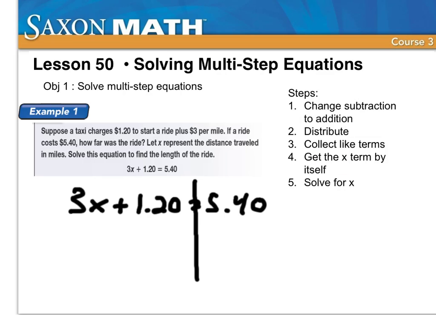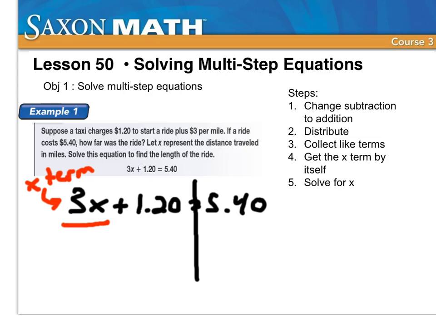Step 4 is to get the x term by itself. Okay, and what I mean by x term in this case is this part right here. That is the x term. Basically it just means how many x's do we have? Or what are we doing to x itself? So, I'm taking 3 times x. That's my x term. I have to get that by itself. So what I need to do is cancel out what's on the same side as the x term here.